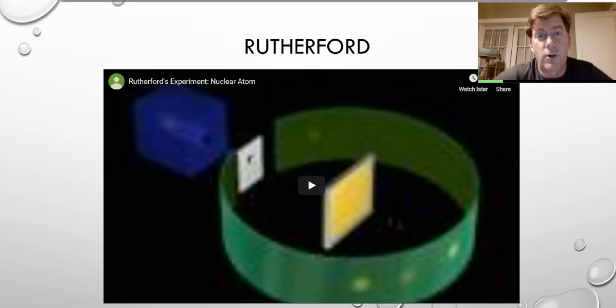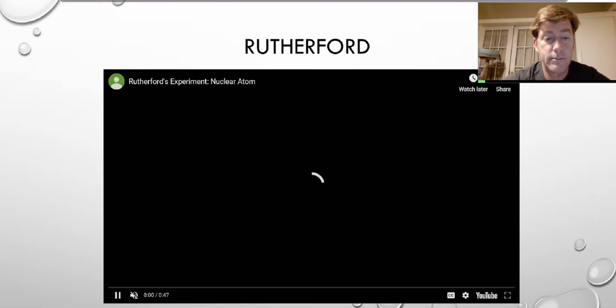Another important historical figure was Rutherford. He did an experiment with atoms, and he used a piece of gold leaf, which we saw in class, very thin leaf, and he was shooting these positively charged particles from a radioactive source, alpha particles. And let's see what they say about it.